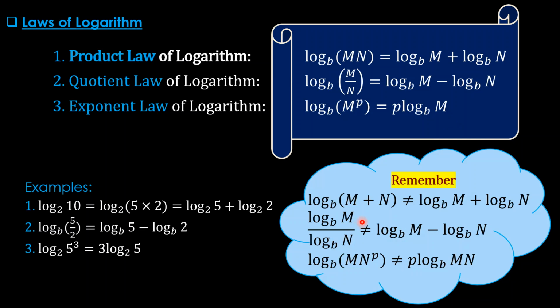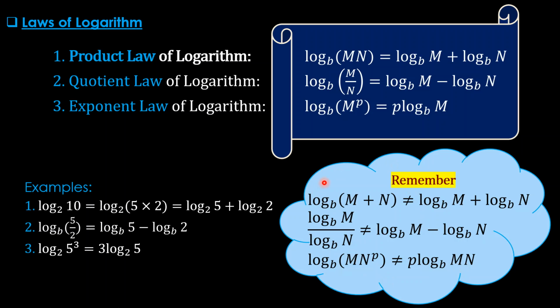Remember, there is an important note here. Log m plus n is not equal to log m plus log n. Log mn equal to log m plus log n, but log m plus n is not equal to log m plus log n. Similarly, log m over log n is not equal to log m minus log n, although log m over n equal to log m minus log n. Again, log mn to the power p is not equal to p log mn. Log m to the power p equal to p log m, but log mn to the power p is not equal to p log mn.